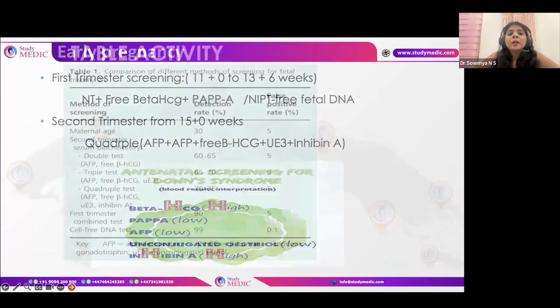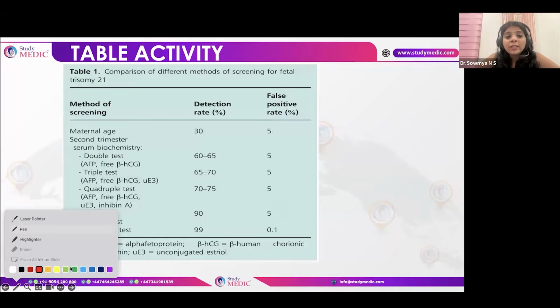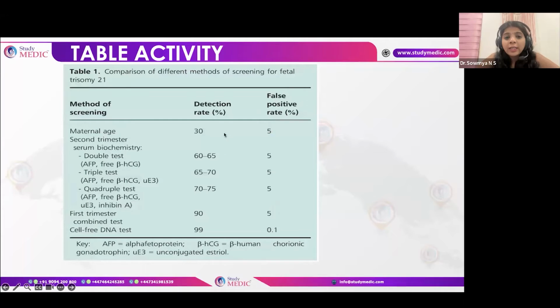Next, when you do the screening test, you need to explain to them what is the best screening method, what is the detection rate, what is the false positive. It's quite easy. You can see the false positive is 5% for all the tests except cell-free fetal DNA, which is 0.1. And when you move to the other side, you can see that the detection rate increases by 5. For double test, triple test, everything, there is only a 5 increase.